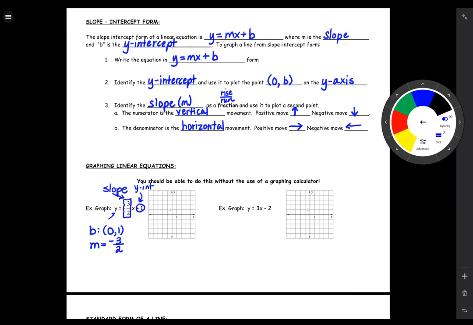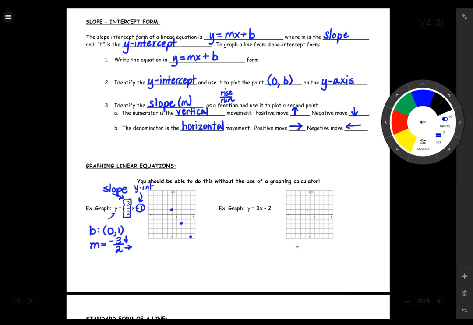So now we are going to graph it. We're going to plot the y-intercept. So stay at 0, go up 1. And now we are going to use the slope to plot additional points. Negative 3 means go down, and a positive 2 means move right. And all you're doing is you're moving. So from this point, you're going to go down 3, 1, 2, 3, and then you're going to go right 2, 1, 2. You're going to repeat again, 1, 2, 3.